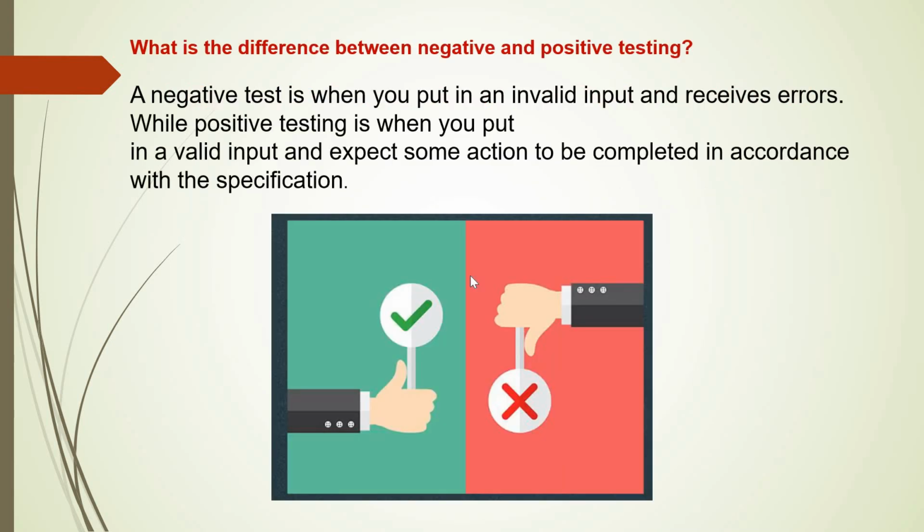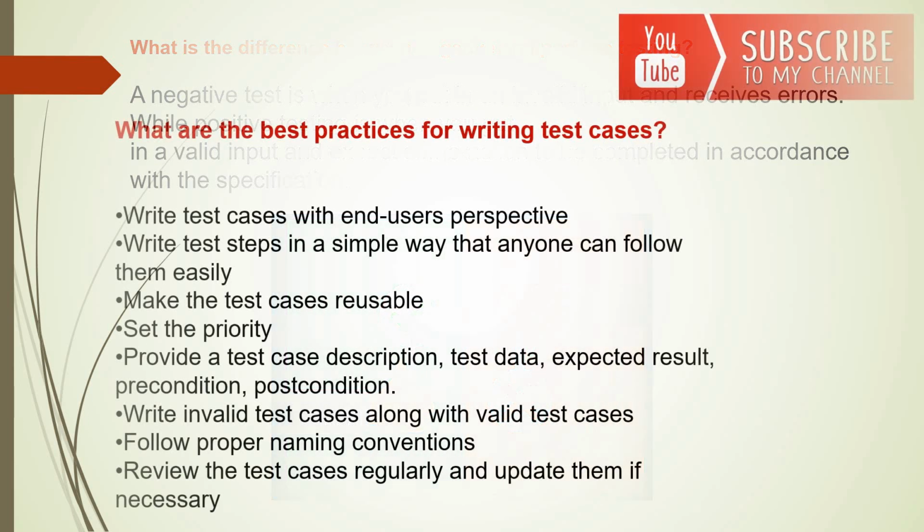Okay, so what is the difference between negative and positive testing? A negative test is when you put in an invalid input and receive errors, while positive testing is when you put in a valid input and expect some action to be completed in accordance with the specification. So negative and positive testing, you might have heard of it. This is also a negative test. What are negative test cases? What are negative scenarios? What are positive scenarios? So this is called negative and positive scenarios.